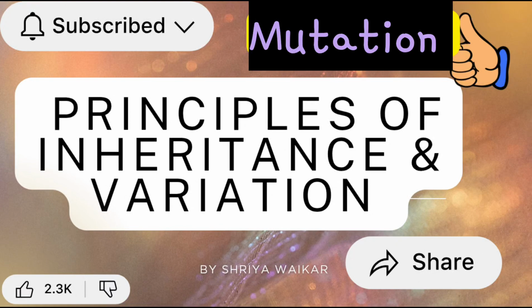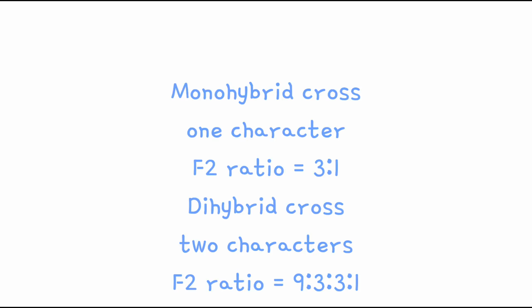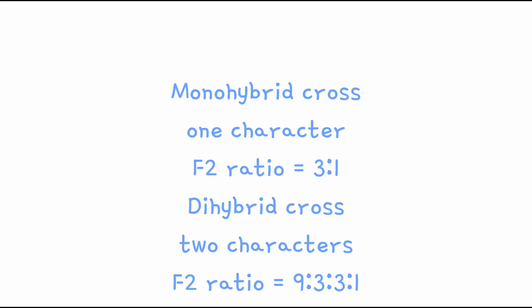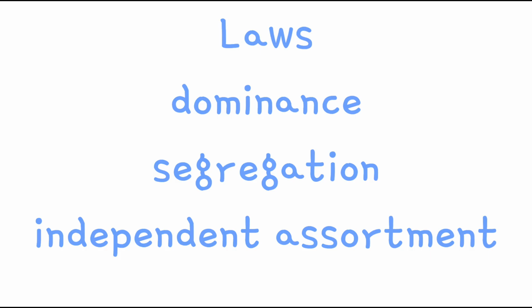So we have studied till now that Mendel is the father of genetics, worked on the pea plant, and studied the 7 pairs of contrasting characters. In the monohybrid cross we have seen one character, where the F2 ratio comes out to be 3:1. We will study the dihybrid cross. Here there will be two characters and the F2 ratio will be 9:3:3:1. And we will study the three laws, that is law of dominance, segregation and independent assortment.